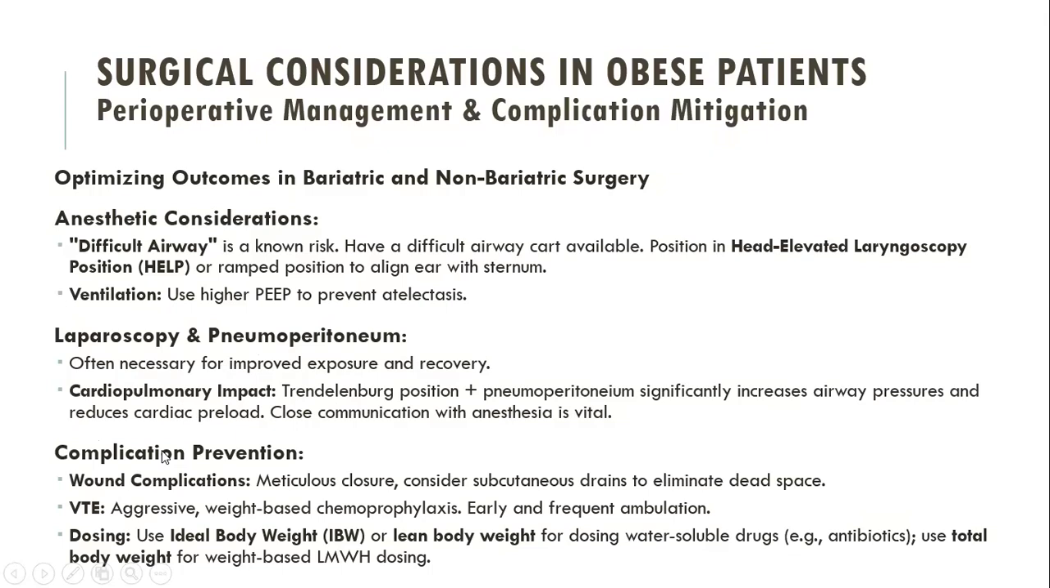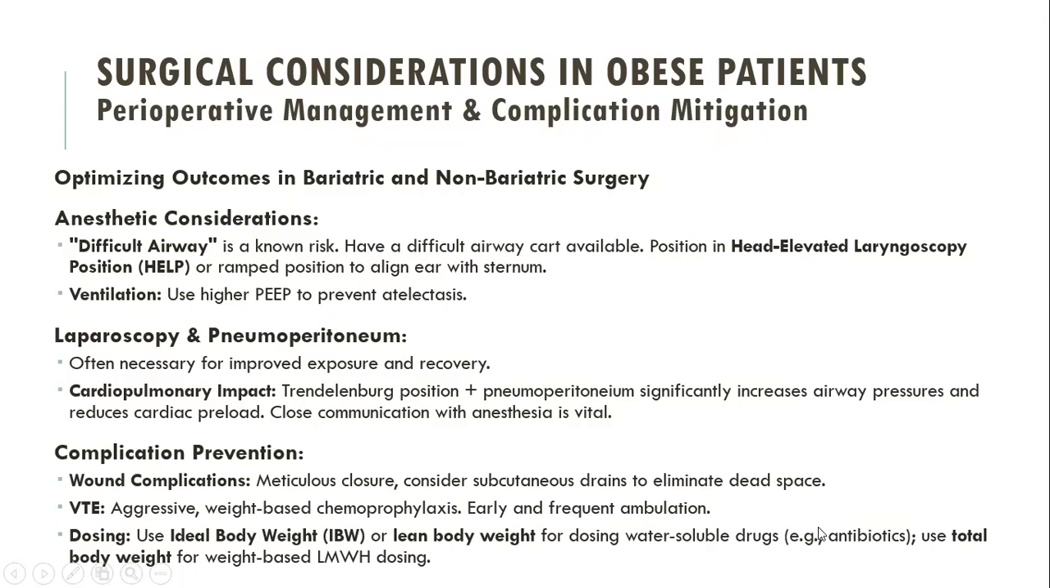Now, how can you basically prevent the complications? Like in the wound complications, you should have meticulous closure, and consider subcutaneous drains to eliminate dead space. To avoid venous thromboembolism, you should be using aggressive weight-based chemoprophylaxis, and early and frequent ambulation is also advised. For the drug dosing, you should use ideal body weight or lean body weight for dosing water-soluble drugs like antibiotics, and use total body weight for weight-based low molecular weight heparins.